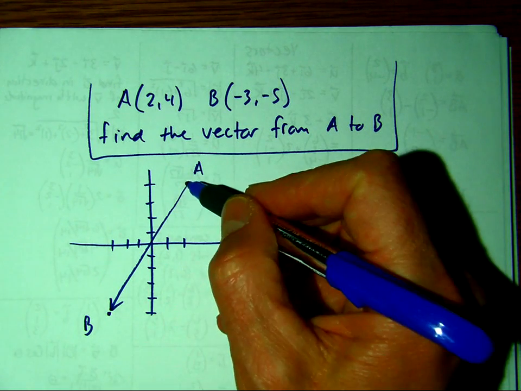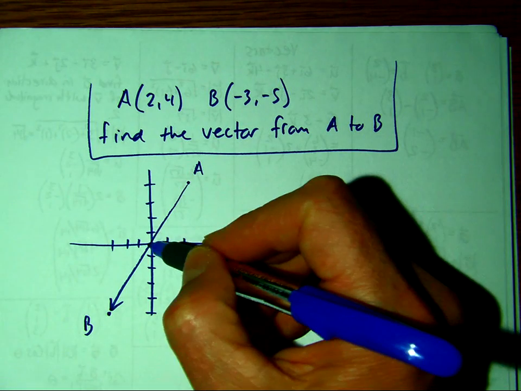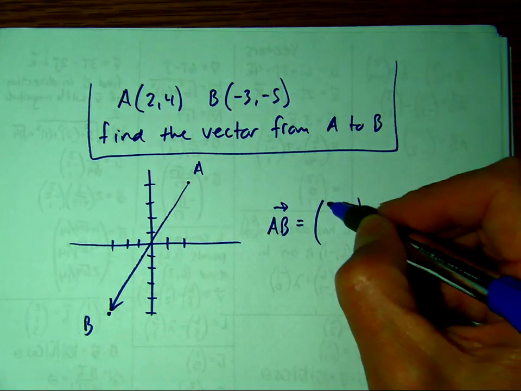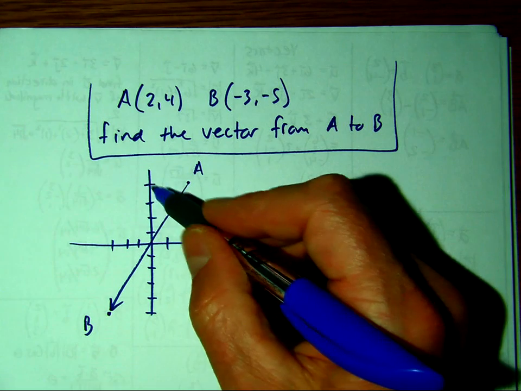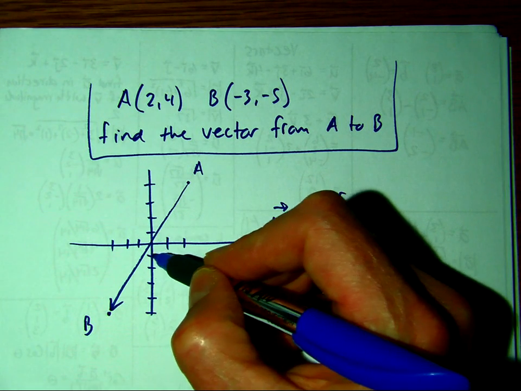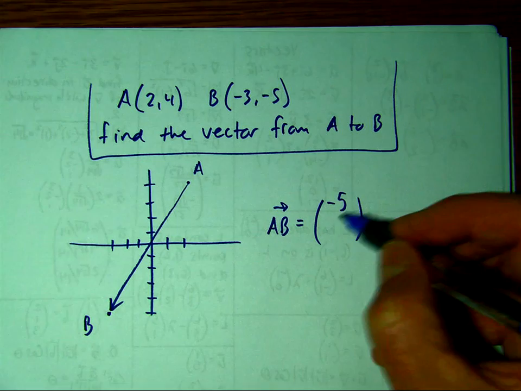We have to move horizontally 1, 2, 3, 4, 5. So that'll be -5 because we moved left. And we have to move down 1, 2, 3, 4, 5, 6, 7, 8, 9. Down 9.